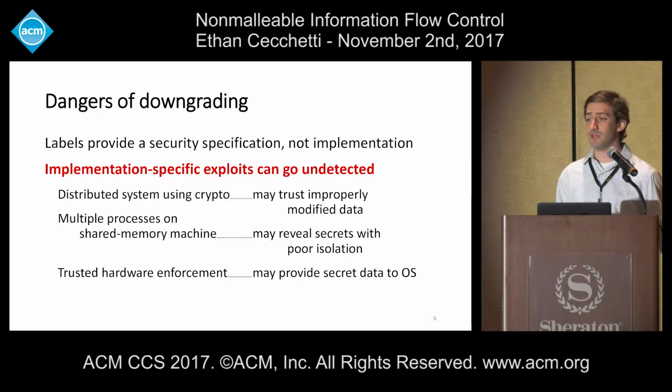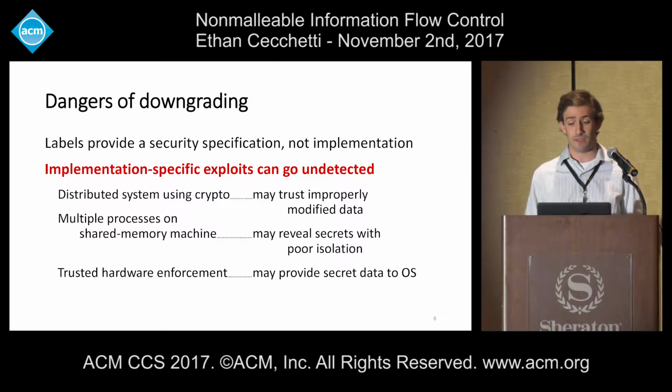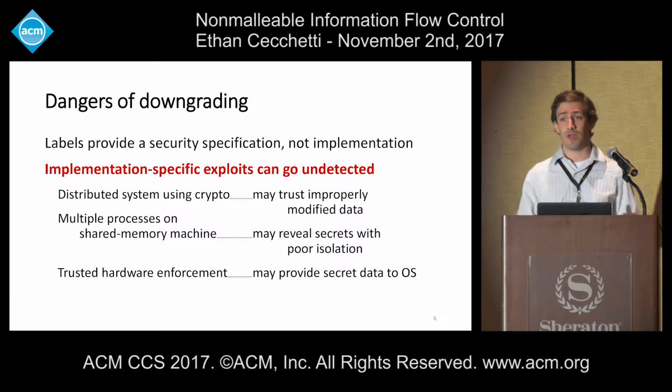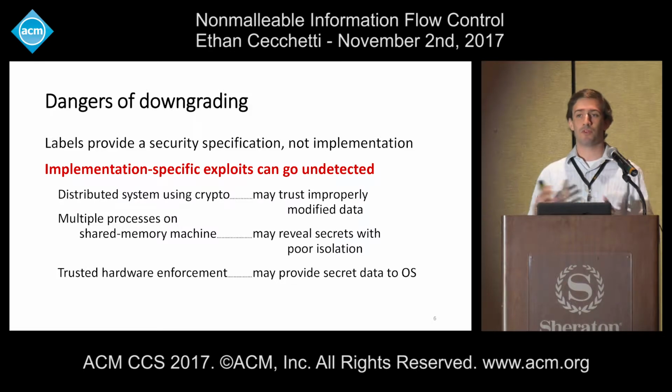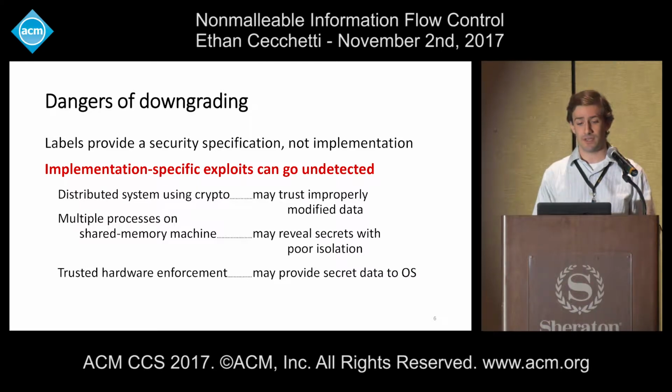So if we have a distributed system and we're enforcing our information flow policies using a cryptographic mechanism, then maybe we'll improperly trust data that was modified due to, say, a malleable encryption scheme or something of that sort, because we endorsed data. We could also enforce our policies using a shared memory system where we had multiple processes. But if there's poor isolation and there were leaks between the different processes, a declassification may cause that leak to go undetected.